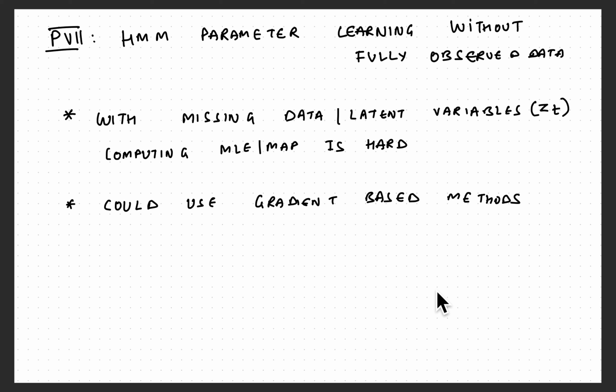Now we finally get to the discussion of parameter learning without fully observed data in HMMs. And this is the most usual case in which HMM training is being done. So you do not know the latent variables. You do not know, in the previous examples that we've been seeing, whether the coin being tossed was a fair coin or a biased coin. You don't know that sequence of states in a dataset. So in such cases, computing the MLE/MAP could be hard.